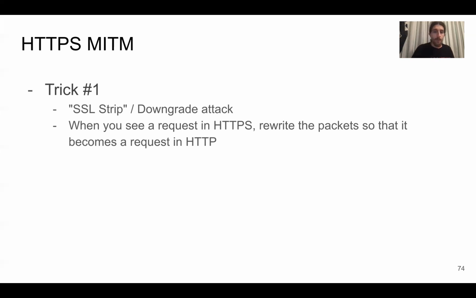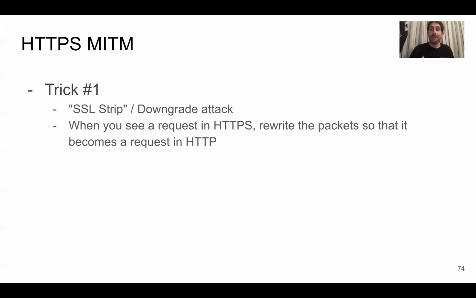Well, in this SSL strip attack, downgrade attack, the idea is that I receive a request over HTTPS to facebook.com, and what I do is rewrite packets so that the request is to HTTP facebook.com. In this way, I open a connection to facebook.com, I redirect it, and the user is going to see, sure, facebook.com, but is not going to see the lock anymore.